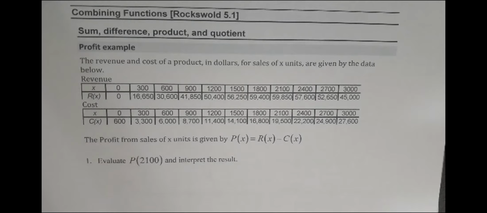So we're going to do the four arithmetic operations, and then after we get done doing these four operations, we're going to do something called composing functions, or composite function, or composition of functions. That is a bit different than these four operations, but we're going to start with these four, and they start with a profit example.